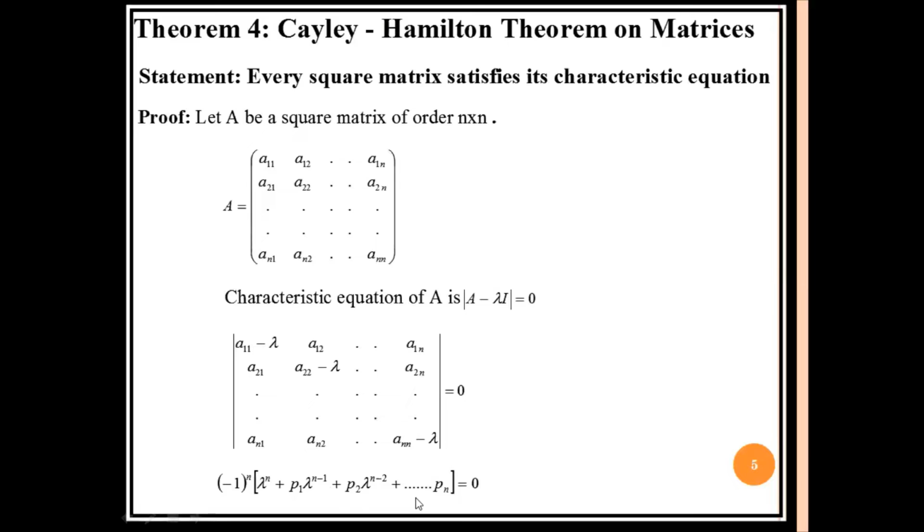So we are considering an nth degree polynomial: lambda to the power of n plus p1 into lambda to the power of n minus 1, and so on. The constant term is pn. This is an nth degree polynomial. If we equate it to 0, we'll get the characteristic equation of nth degree in lambda, right?